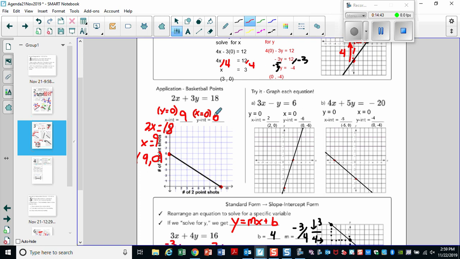Here, if x is 0, solve for y. 3y is 18. Solve for y. Y equals 6. And then you have your ordered pair, 0, 6.